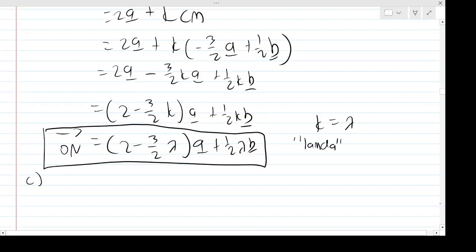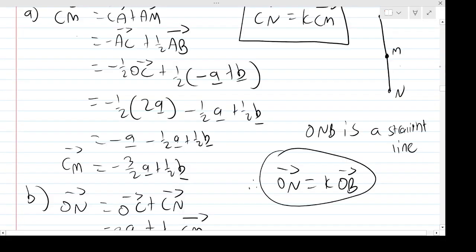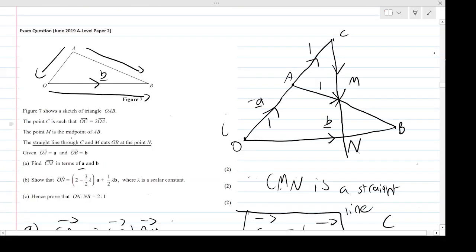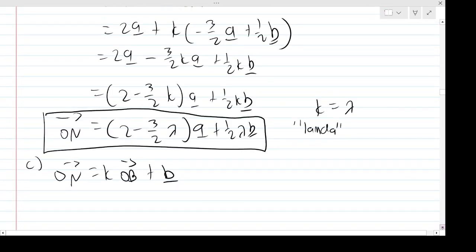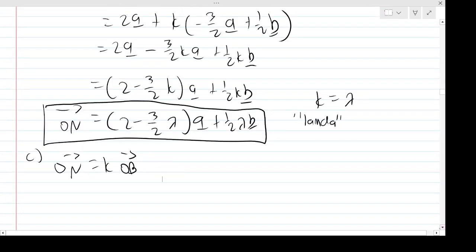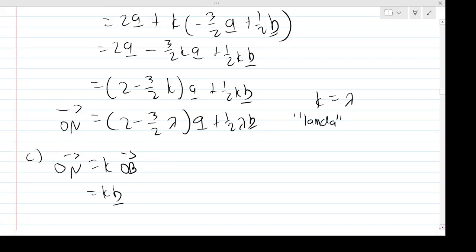So I can say this here, okay? So then I can substitute it in. So I can also say that O to N is K lots of OB. But I know what OB is. OB is just the vector B, right? It's just vector B. Oh no, sorry, I need to substitute that in. So it's going to be K lots of B. Well then, hang on. We've got 2 different expressions for O to N, right? So I've got expression 1 here and expression 2.